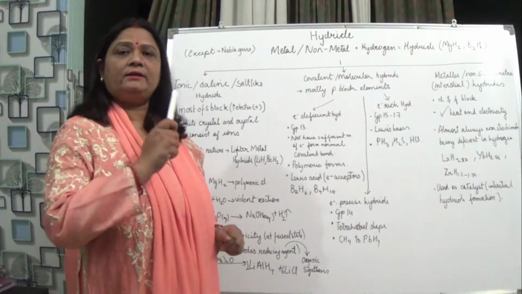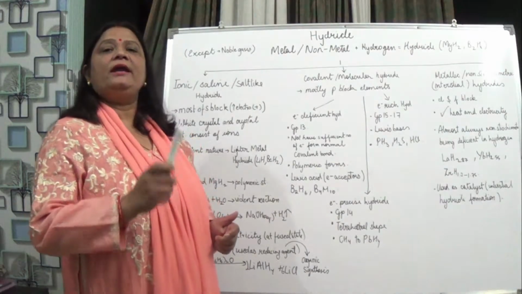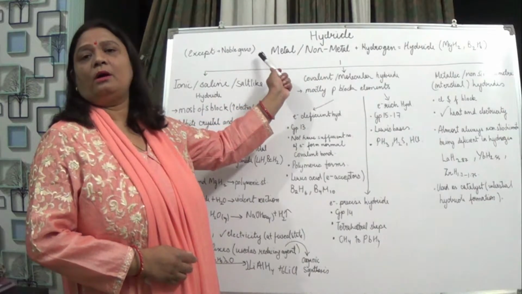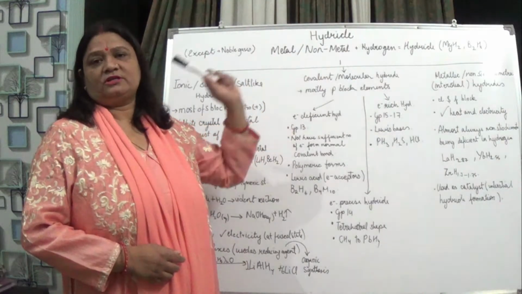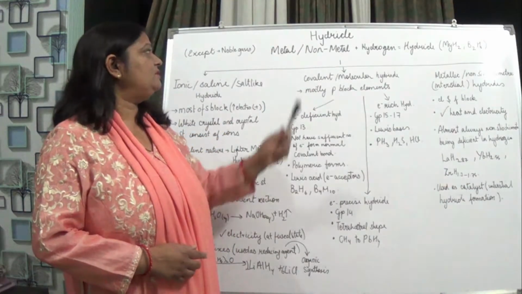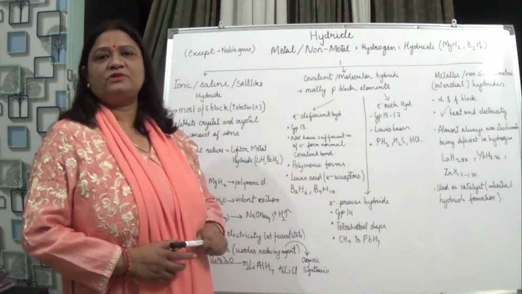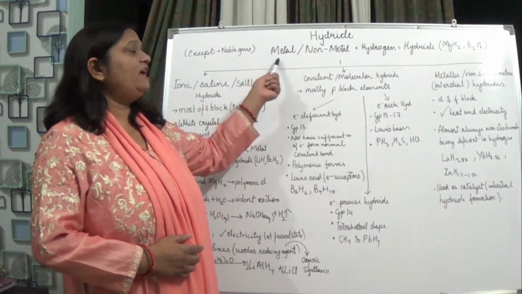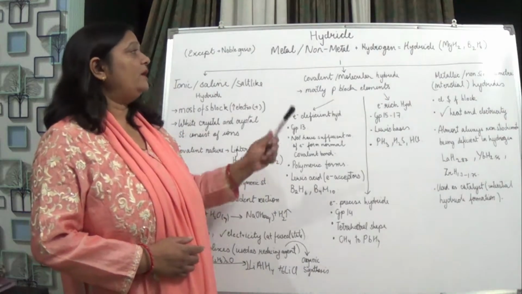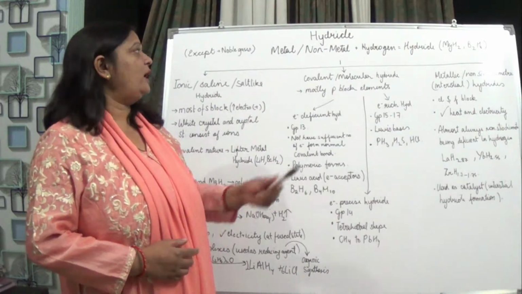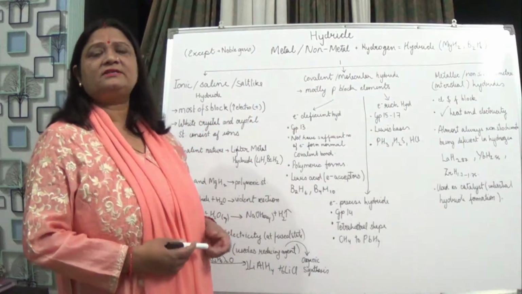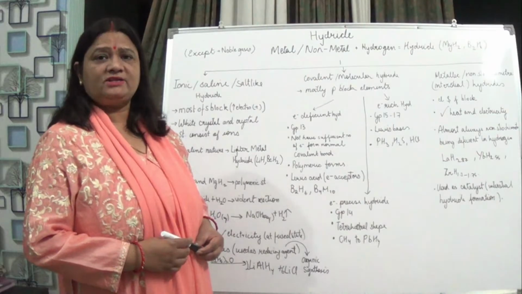When I say the word hydride, what does it mean? It means hydrogen reacting with a non-metal or a metal to form the corresponding hydride. If we take magnesium, it reacts with hydrogen to form magnesium hydride. Sodium with hydrogen forms sodium hydride. With non-metals also, hydrides are formed. A very common example is ammonia, NH3.